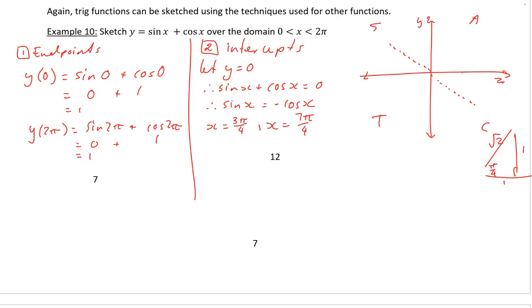Wonderful. Now, the next thing that we're going to do here is to differentiate to find any stationary points. I'm just going to rule a line across there. Stationary points.